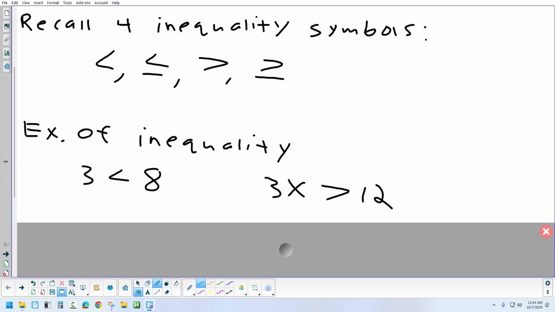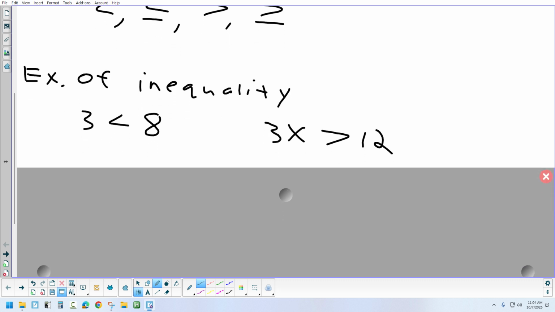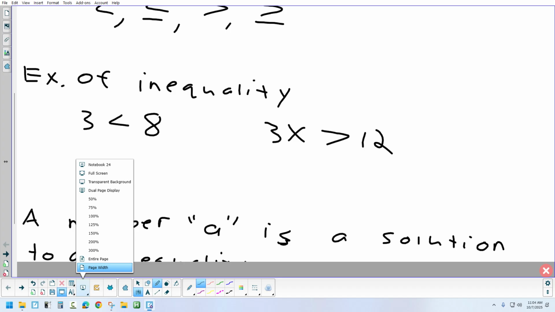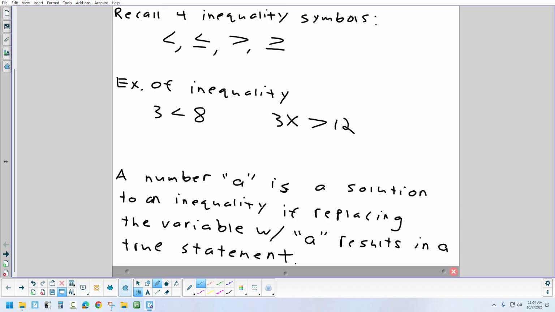The one on the left is a true statement. The one on the right, it's more like a conditional. It depends on what you pick for x, if it would be true. But if you want to check if something is a solution, just like an equation, you just plug it in and see if you get a true statement.